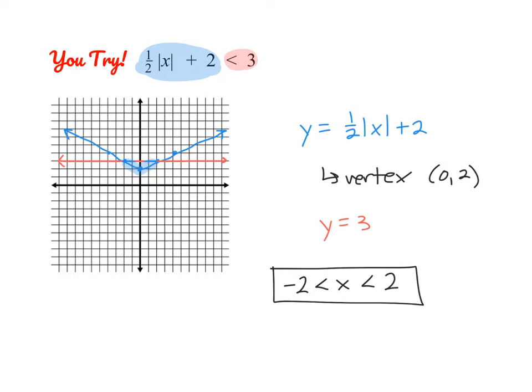So again, check your answer. So here you can see the graph for the left side of our inequality, and then we have the graph for the right side, and then again we want all of the times when the blue is below the red. So it's this little region here, which is everything between -2 and 2, not including them because of the original inequality.